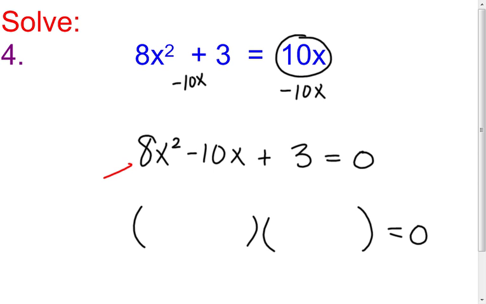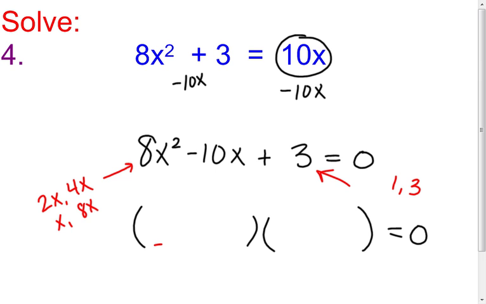I want to list my factors first of all of my first term. So 8x squared, and by the way, I should also look, is there anything I can pull out of 8, -10, and 3? That's the first thing you should ask yourself. And I can't. There's no number and no variable that I have in common that can be pulled out, so that's good. Now I have 8x squared. The only ways to make 8x squared are 2x and 4x, or 1x and 8x. Those are my choices there. To get the 3 in the back, the only thing I can do is 1 and 3. And that's it.